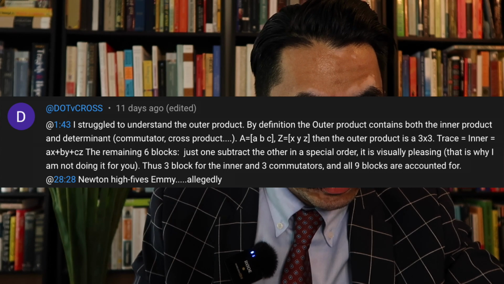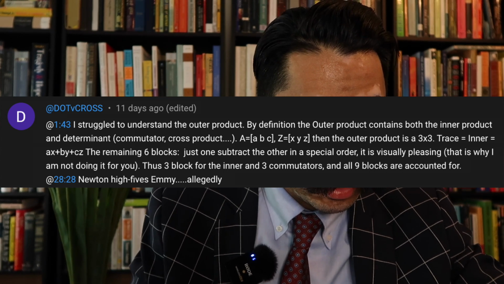Yeah, outer product, you make a bigger data structure in terms of the dimensions, the size of the actual structure itself, not bigger as in the entries of it are greater magnitude. And yeah, then at 28:28, Newton high-fives Emmy, allegedly, exactly.